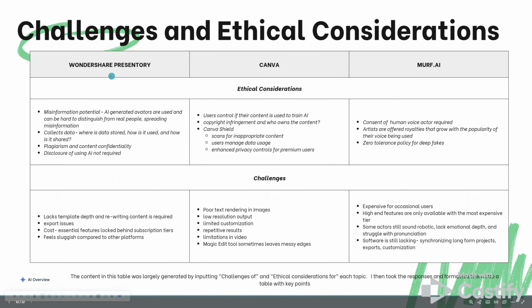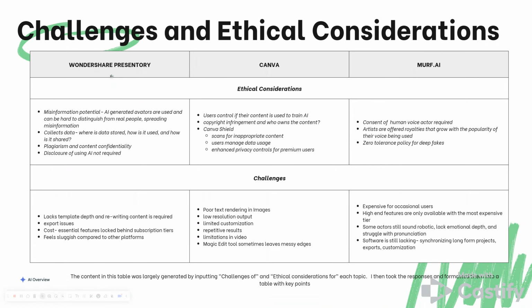So with the Wondershare Presentry, one of the ethical considerations is misinformation. It can be easy to make deepfakes, and it can be very hard to tell the difference. There's also a lot of data being collected, and it's important to know where it's stored, how it's used, and who is using it. There's always some plagiarism, and then there's always the question: are you disclosing that you're using AI?